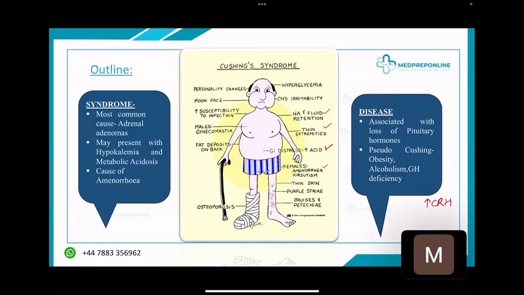In females, you will have amenorrhea, hirsutism, thin skin, purple striae, bruises, and fatigue. Now, these are buzzwords. Whenever they want you to diagnose Cushing syndrome, this is what they'll definitely give you in the question: the patient is having thin skin with easy bruising and purple striae. We saw osteoporosis and fractures, and there'll be a particular characteristic feature, which is a buffalo hump because of the fat deposits on the back. In males, it can lead to gynecomastia. Because it is anti-inflammatory, it increases susceptibility to infection. It causes moon facies and personality changes.